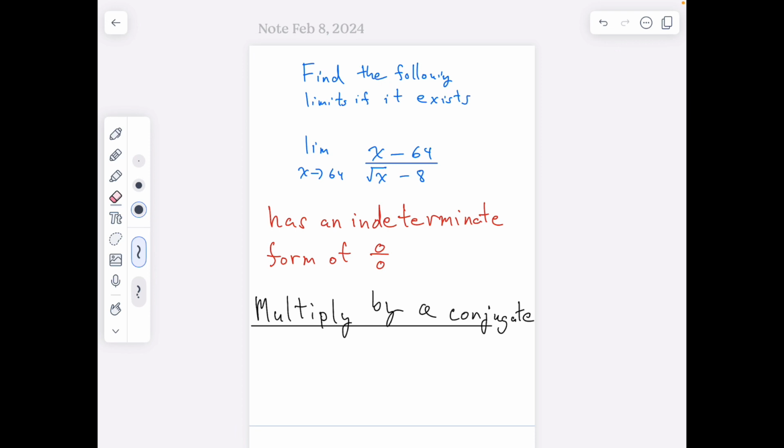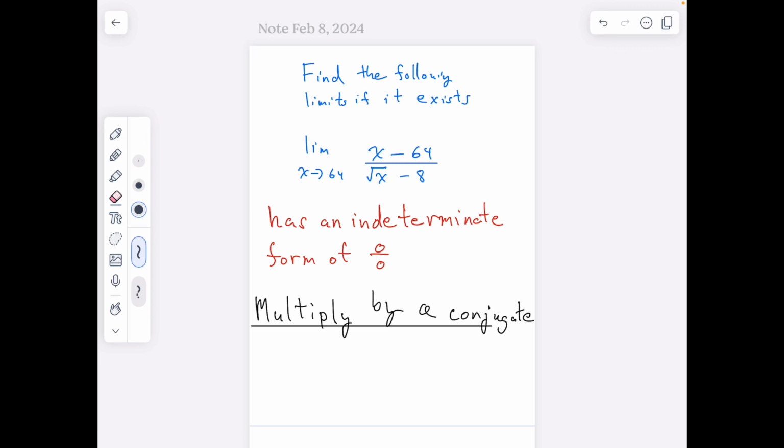Find the following limit if it exists. The limit as x approaches 64 of the quantity x minus 64 divided by the quantity root x minus 8. And this limit has an indeterminate form of 0 over 0.